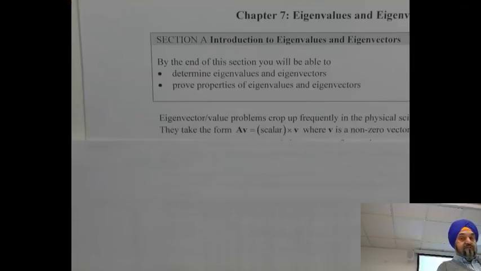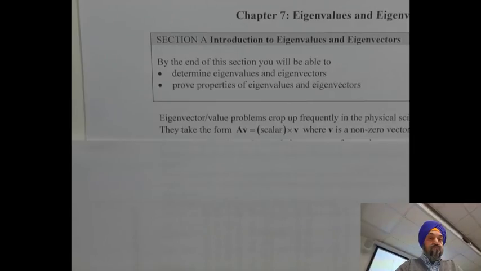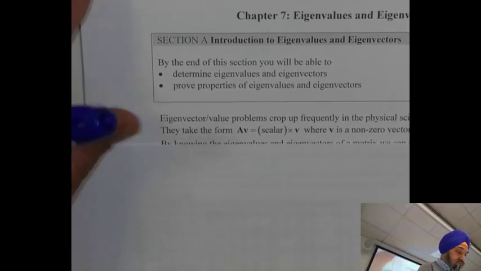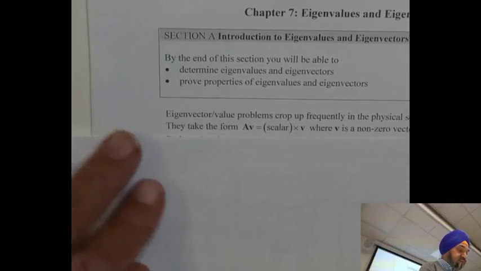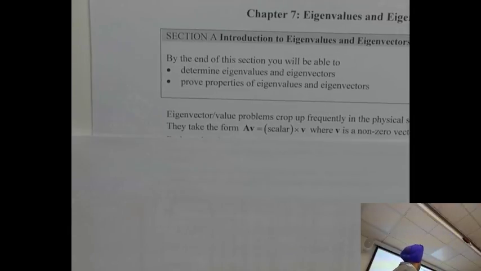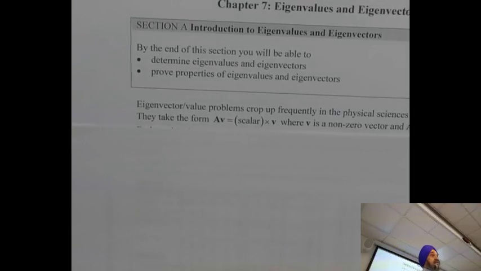Why do we need these? What it is, it's A times V gives you a scalar times V. What does that actually mean in terms of transformations? What does the A do to the vector V? If you've got that situation, what's it going to do? Yeah, it scales a vector, doesn't it?